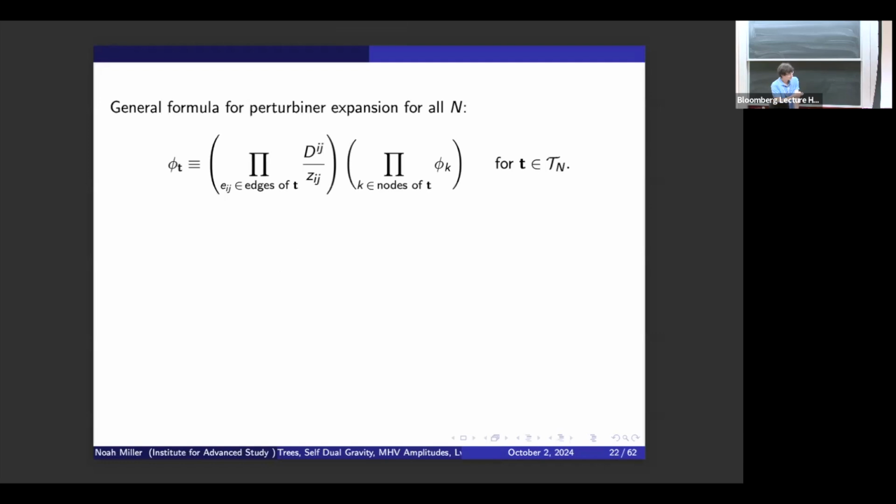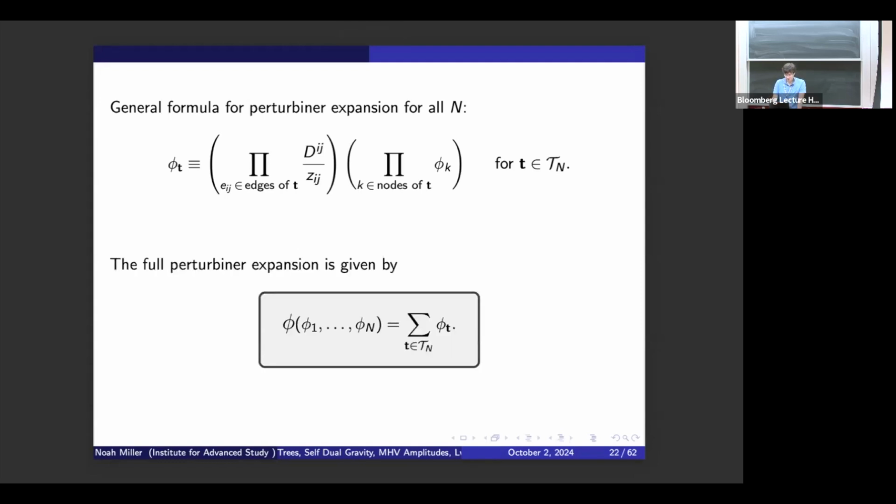Just to be totally clear, the general formula: for any tree, for every edge in the graph, you act with this thing, and then you multiply by all the nodes in the tree. So the full Perturbiner expansion is then given by this formula. Just to be totally clear, the metric is parameterized by this Plebanski scalar. So knowing the Plebanski scalar is tantamount to knowing the metric. So this is an expression for the metric for any number of positive helicity gravitons in flat space.